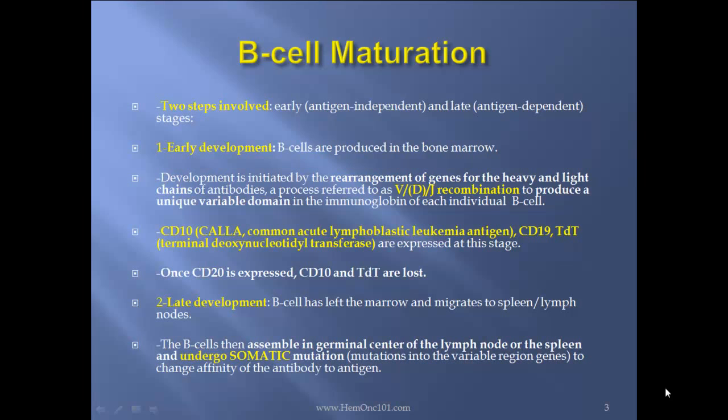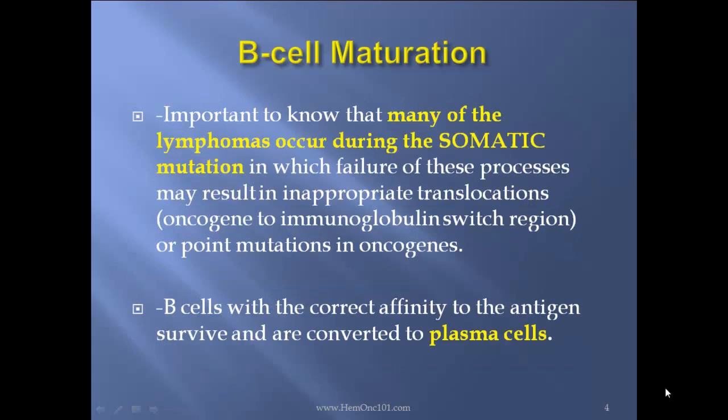Late development. The B cell has left the marrow and migrates to the spleen and lymph nodes. The B cells then assemble in the germinal center of lymph nodes or the spleen and undergo somatic mutation, mutations in the variable region genes to change the affinity of the antibody to the antigen.